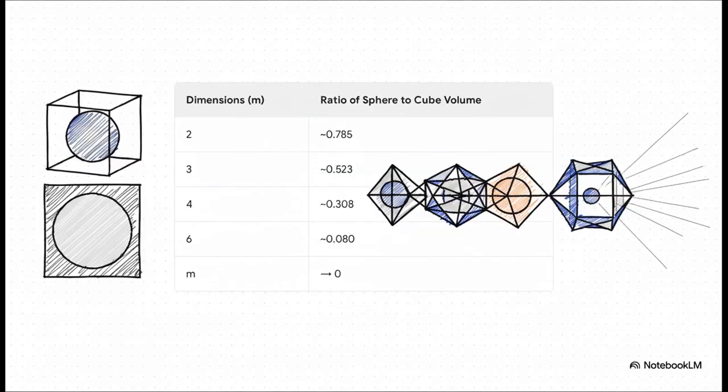Okay, but now watch what happens as we add more dimensions. In 2D, the circle is about 78% of the square's area. In 3D, the sphere is about 52% of the cube's volume. But get this, by the time we hit just 6 dimensions, that sphere's volume just plummets to only 8% of the cube's. And as you keep adding dimensions, that ratio just gets smaller and smaller, heading straight towards 0.